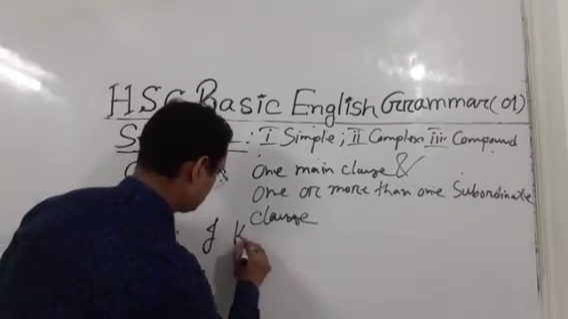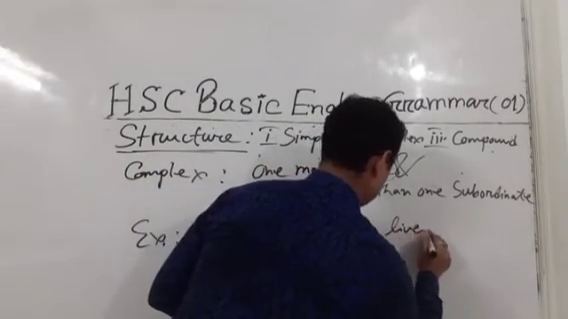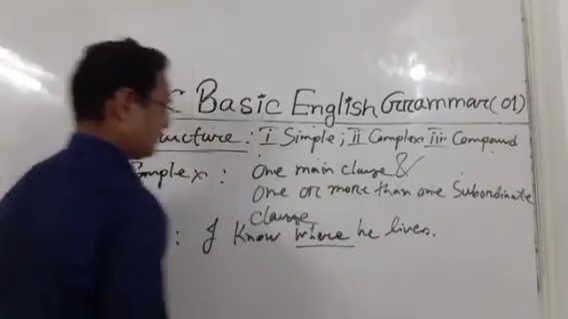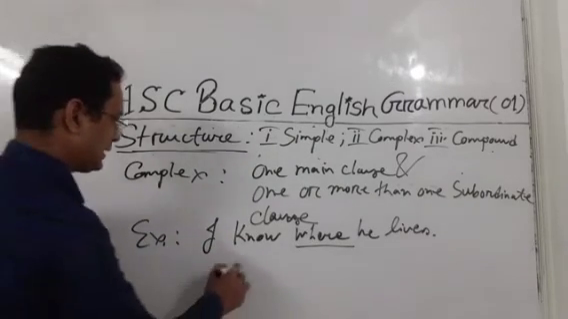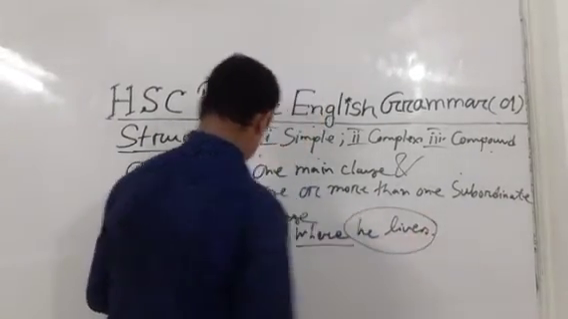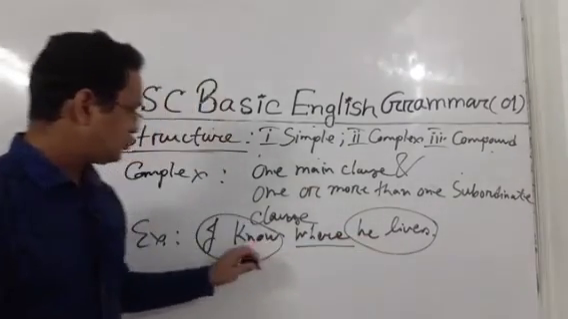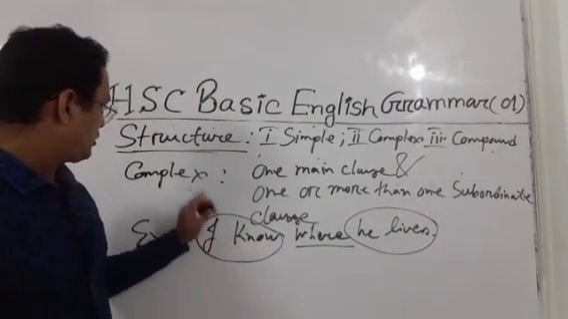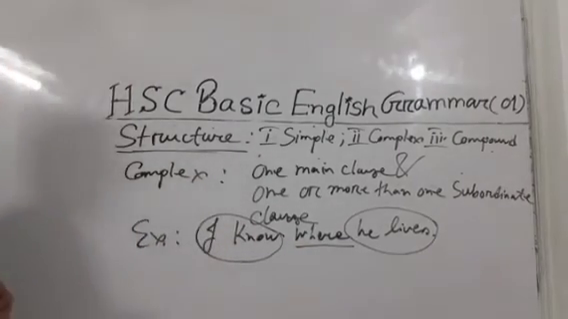I know where he lives. Here, this where is working as a joiner, that means as connectors or linkers. Here, I know is a clause and he lives is another clause. There may be more than one clause, but here we find two clauses: I know and he lives. These two clauses are joined with where. It's an example of complex sentence. I know where he lives.